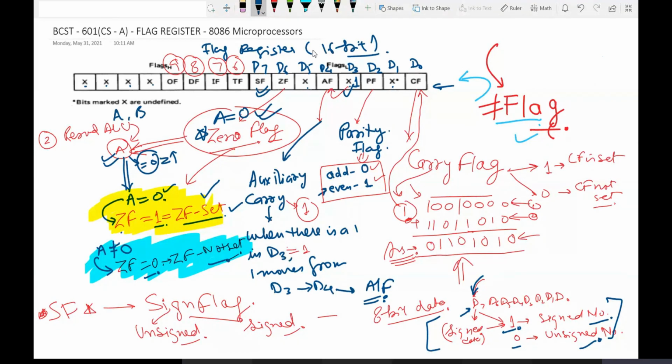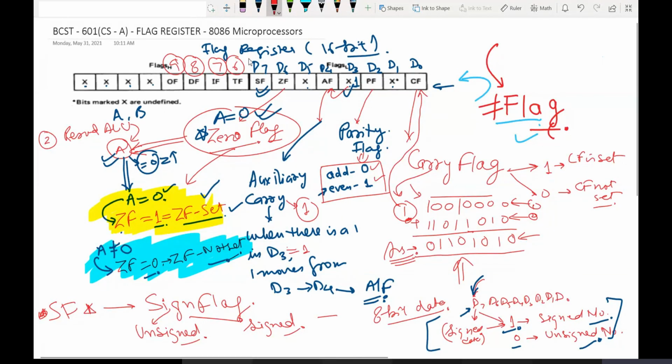Yes, sir. Okay, so what is the time now? 11:03. Okay, seems like I may not be able to cover it today because the next 4 flags are very important, and these are the actual flags of 8086.